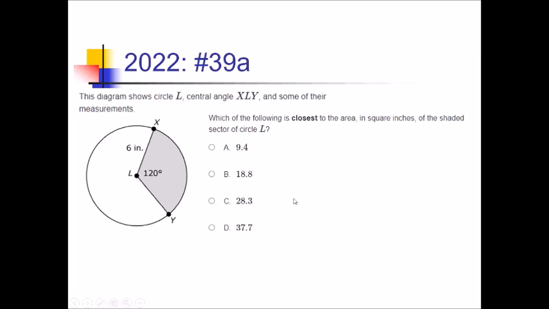For the next 2 problems, we're going to be using this diagram where we have a circle with a radius of 6 inches, and we've also got this sector in the circle carved out by a 120-degree central angle. First question, multiple choice: we want to know what's closest to the area in square inches of this shaded sector here. In order to find that, it would first be helpful to know the area of the entire circle.